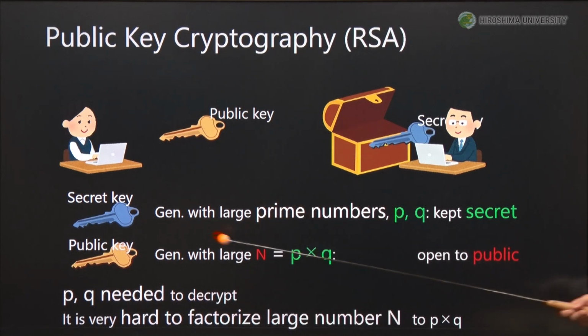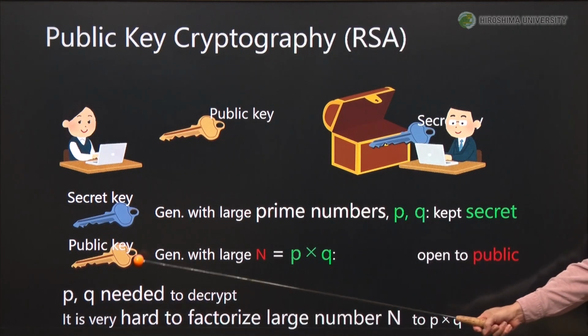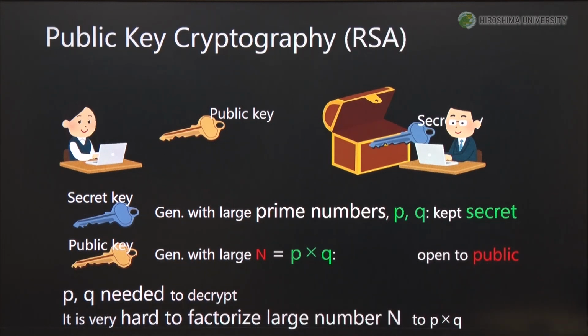Usually, this secret key is generated using large prime numbers, let's say P and Q. Then the public key is generated with a large N, which is the product of P and Q, and this is open to the public. The safety of this public key system relies on the difficulty of factorization of N into P and Q. Usually it is very hard to factorize a large number N into P and Q. This is very time consuming, even with state-of-the-art classical computers.